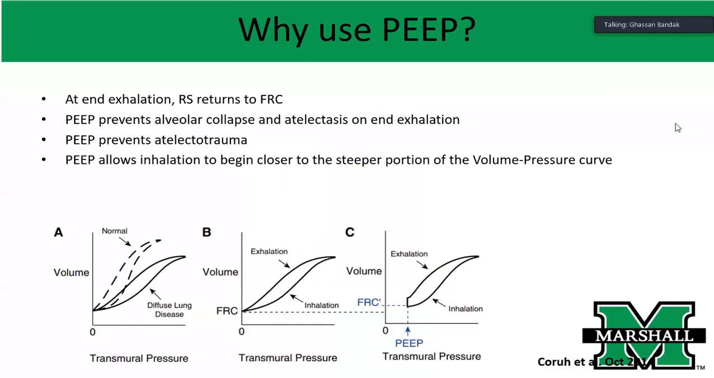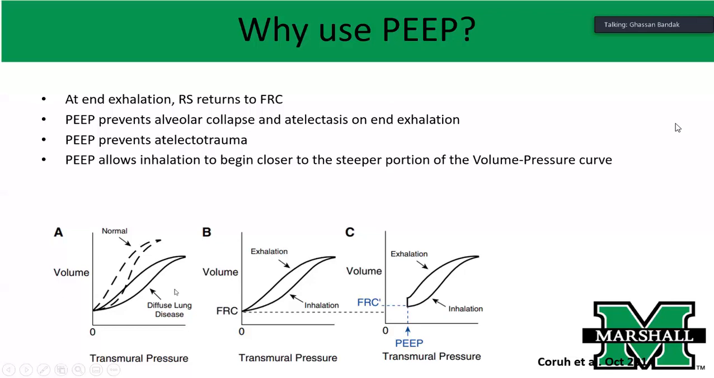Every time at exhalation, the respiratory system will go back to functional residual capacity. Okay, this is a volume versus transmural pressure curve. The dotted line here is the normal lung, which is a compliant lung. A compliant lung is a lung that expands a lot with a little bit of pressure and recoils fast when the pressure is removed. It's a compliant lung, okay?